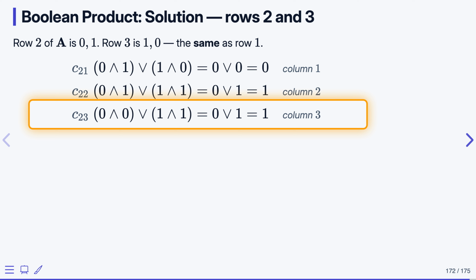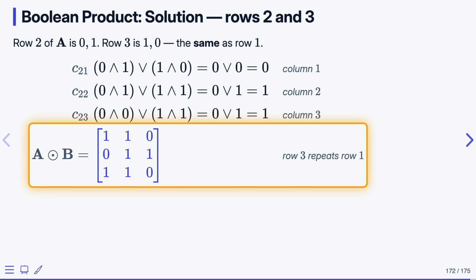Entry C2,3. Column 3 of B is 0, 1. 0 and 0 is 0. 1 and 1 is 1. 0 or 1 is 1. So C2,3 is 1. The second row of the answer is 0, 1, 1.